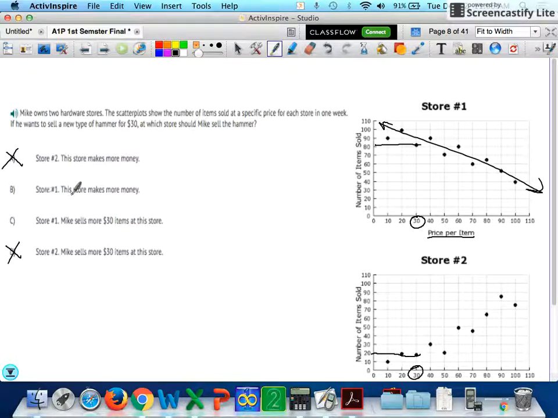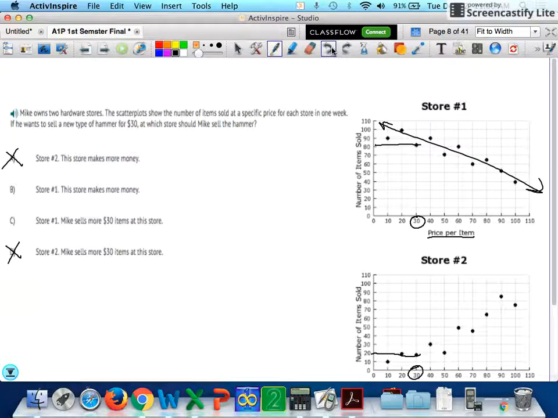Store 1, this store makes more money. Or store 1, Mike sells more $30 items at this store, okay? You can't inherently say one store makes more money than the other because look, this one eventually starts making a lot of money with these more expensive items. What this boils down to is store 1 sells a much bigger bulk of these cheap items, but it doesn't sell as many of the expensive ones. Store 2 might be a higher end store. It doesn't sell many cheap little items, but it sells a lot of these big expensive ones.